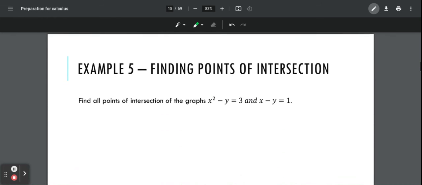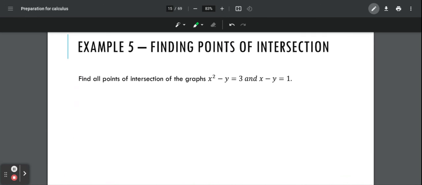So the next one, finding points of intersection. Again, we're going to try to do as much as we can without the calculators. A lot of this class is going to be spent with no calculators. 2/3 of the AP test is no calculator, so we need to get used to not depending on the calculator if at all possible. So here we need to find all points of intersection between these two graphs.